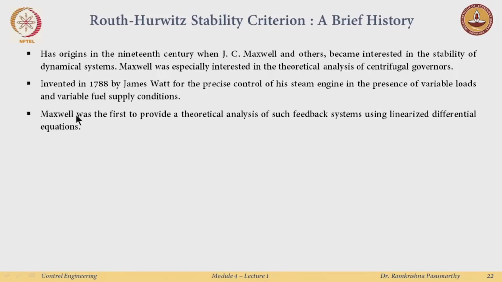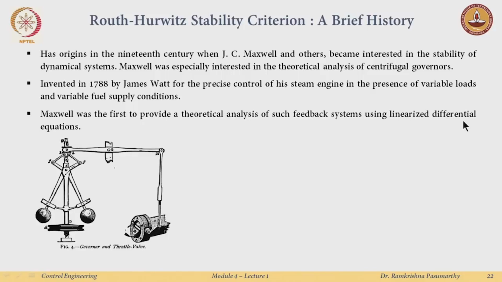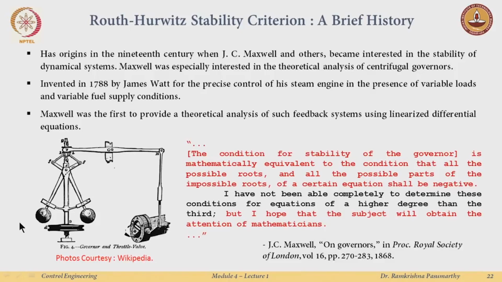So, Maxwell was the first to make some initial guesses around this thing. He was the first to provide a theoretical analysis of feedback systems using linear differential equations. Okay. So, this was how the governor looked like, and this is a picture which we got from Wikipedia. So, what did Maxwell say in his paper? This is from his paper in 1868 called On Governors, which appeared in the proceedings of the Royal Society. You can still download it.